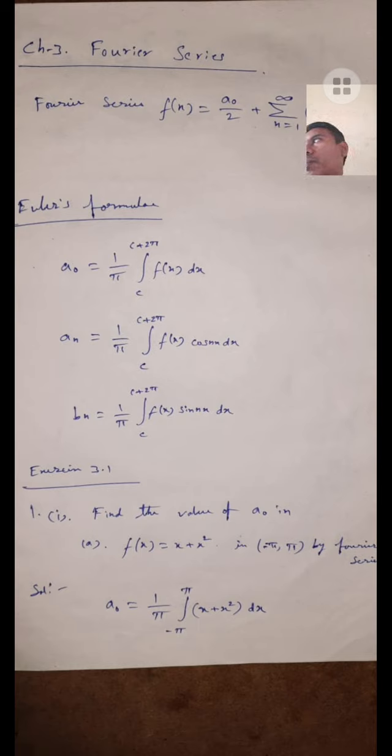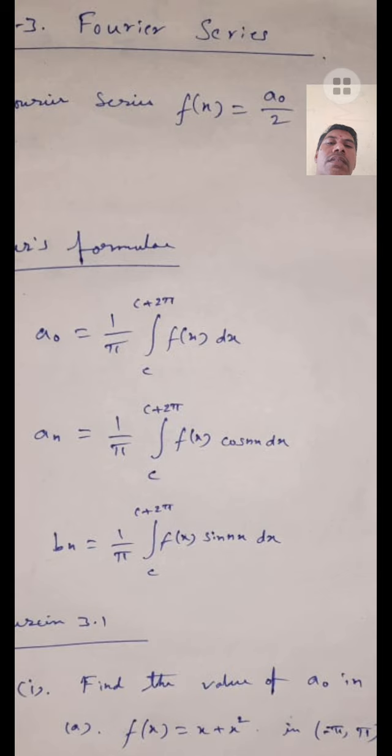See next question. Fourier series we know, and Euler formulas means a naught, a n, b n. A naught equals 1 by pi integral c to c plus 2 pi f of x dx. An equals 1 by pi integral c to c plus 2 pi f of x cos nx dx, and bn equals 1 by pi integral c to c plus 2 pi f of x sin nx dx.